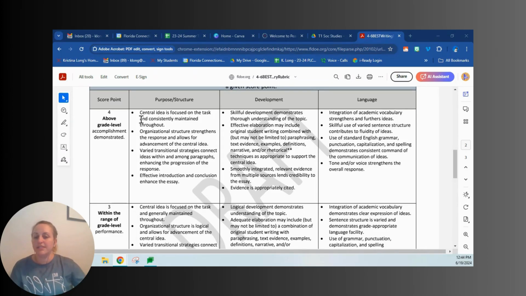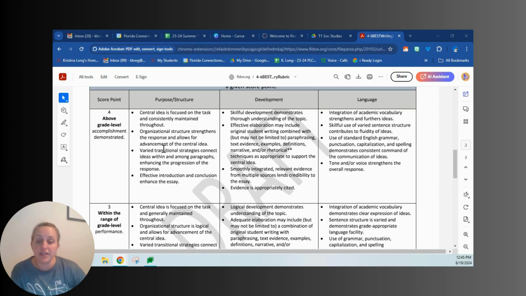Okay. Your organizational structure, this next one, strengthens the response and allows for the advancement of the central idea. That means it's a clear and logical organizational structure. So if you follow how we designed it, where you have an introduction, you have your 3 examples, and then you have your conclusion, that's going to be an organizational structure that strengthens the response. If that's not what you have, if you forgot the introduction, you forgot the conclusion, or you don't have the body paragraphs, like let's just say you only have an introduction and conclusion, which I've seen before, that's not going to be an organizational structure that strengthens the response.